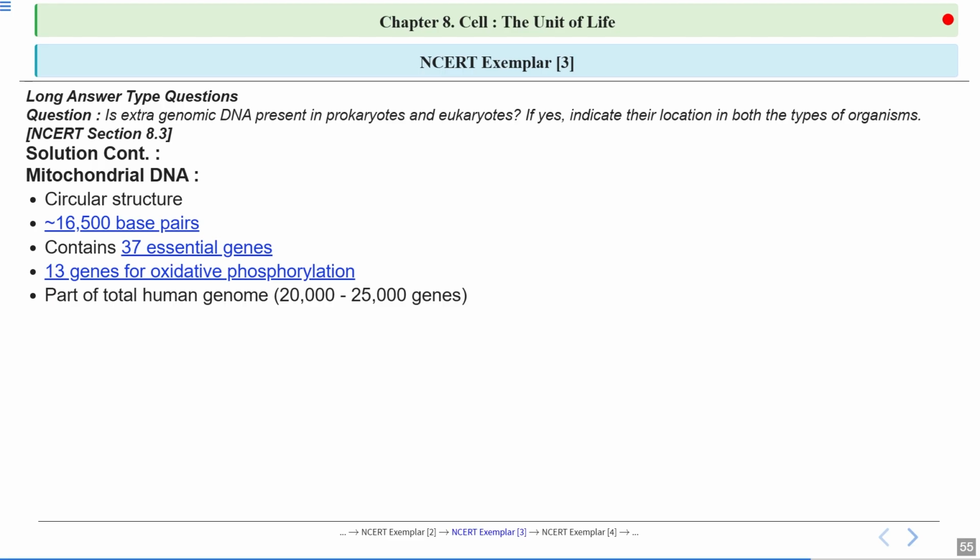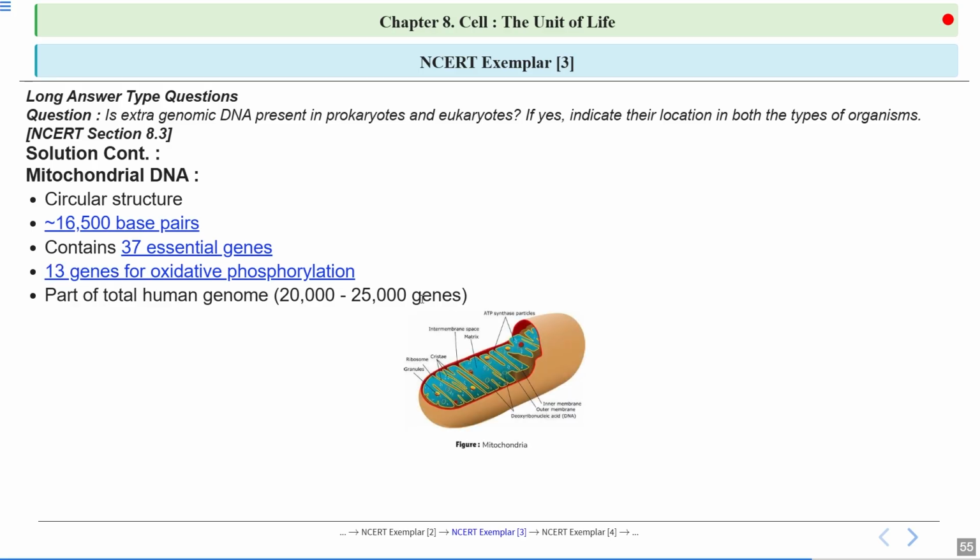Now it is a part of the total human genome as well. The human genome consists of 20,000 to 25,000 genes. These are the total genes present in the human genome. So these 13 genes are part of this total human genome as well. After human genome sequencing, it was found that the total number of genes is 20,000 to 25,000. These genes in the mitochondria are also part of this. This is the image showing you mitochondria. It has its own mitochondrial DNA.